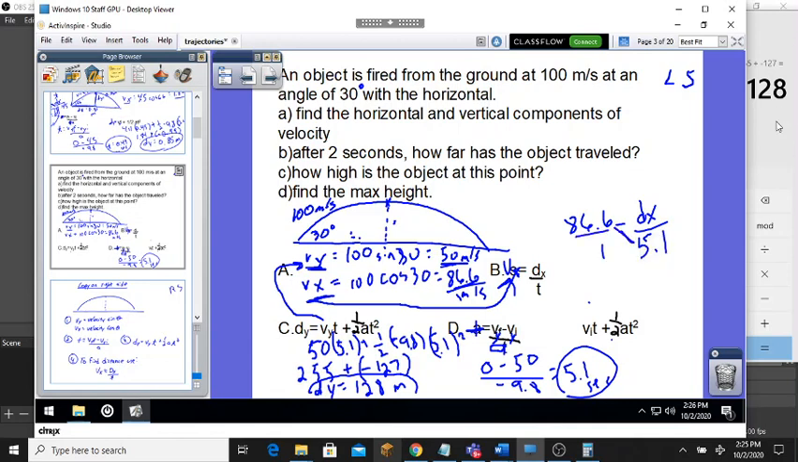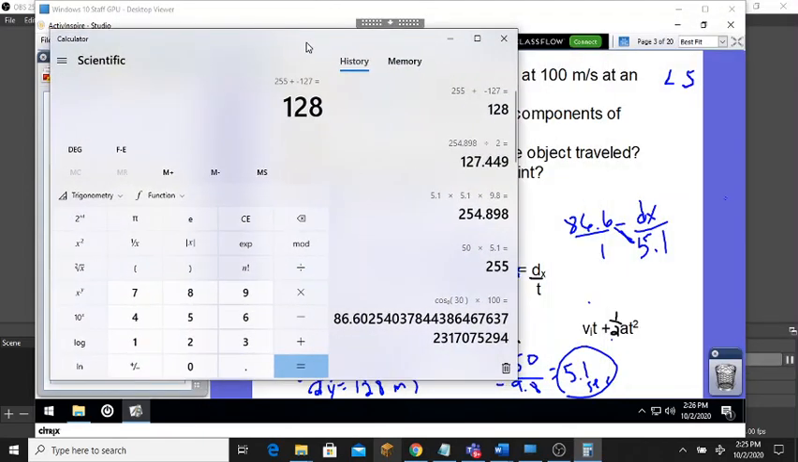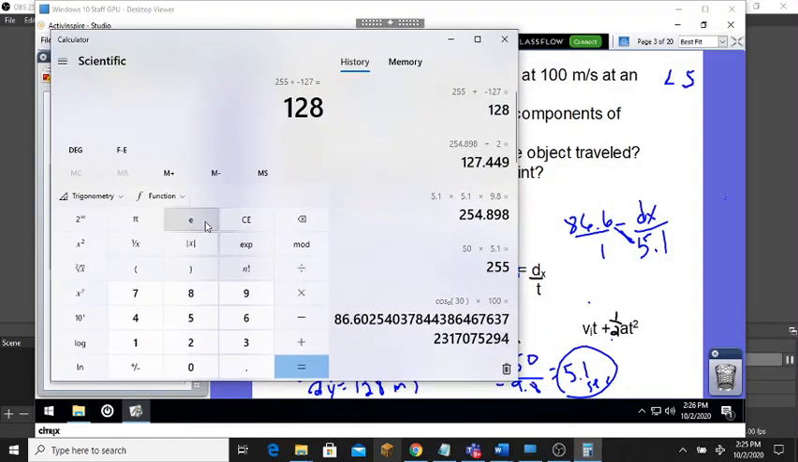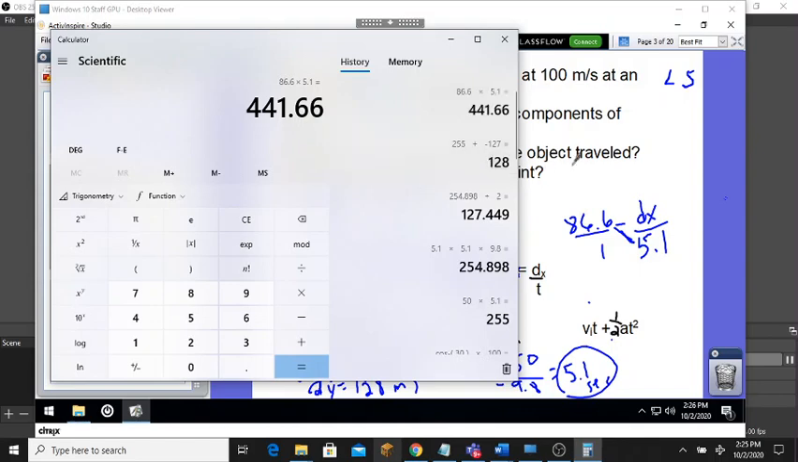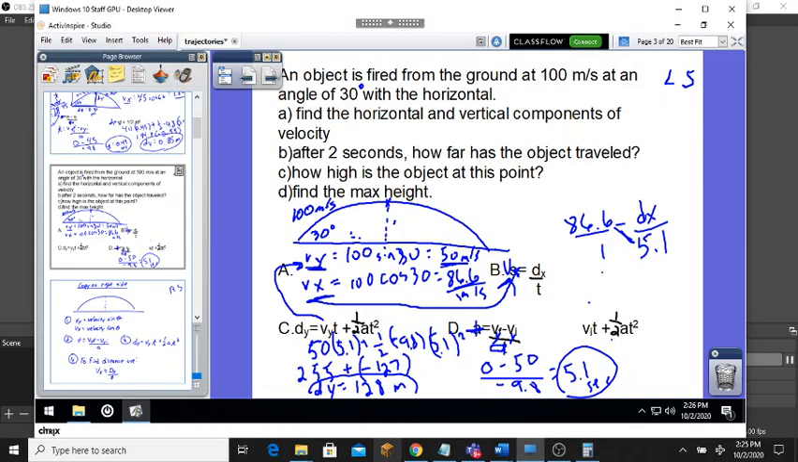I'm going to cross multiply 86.6 times 5.1, and that gives me 441 meters.